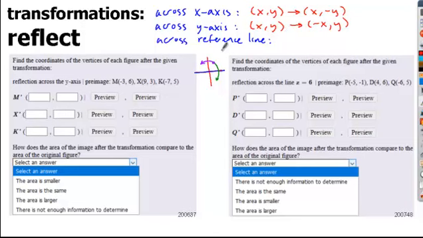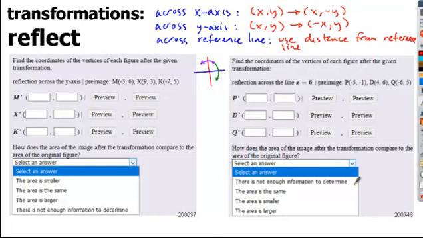Okay, and then if you are reflecting across a reference line, and it could be a horizontal one or a vertical line, what you're going to need to use is the distance from that reference line. And I'll show what that means here in the example below. Okay, but let's take a look at a couple of these instances here.